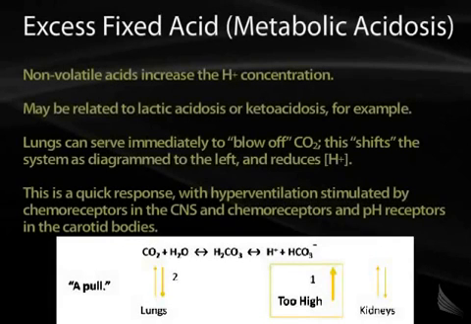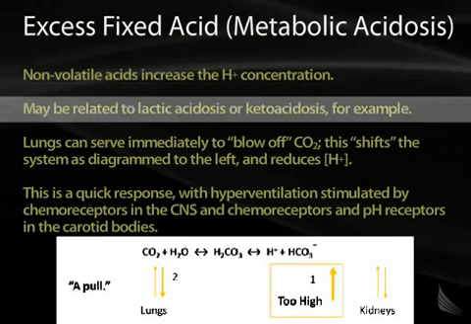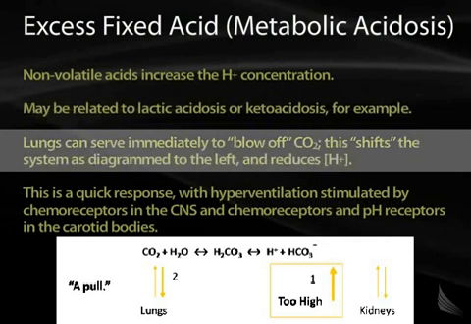Let's first talk about an excess of fixed acid in the setting of a metabolic acidosis. Non-volatile acids can increase the free hydrogen concentration. This can be related to lactic acidosis, ketoacidosis, or the organic anions that accumulate in situations such as renal failure. The lungs can serve as an immediate means of correcting pH by increasing minute ventilation.